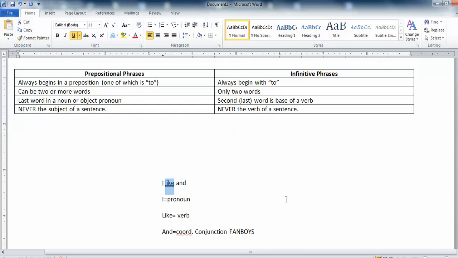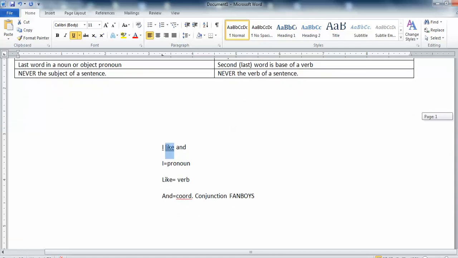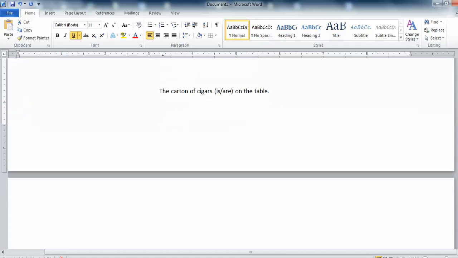So hopefully you got all of that, and you understood what I just explained. If not, okay, let's do one more. Could you copy down this sentence for me?